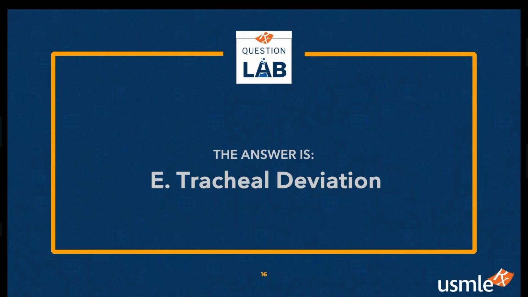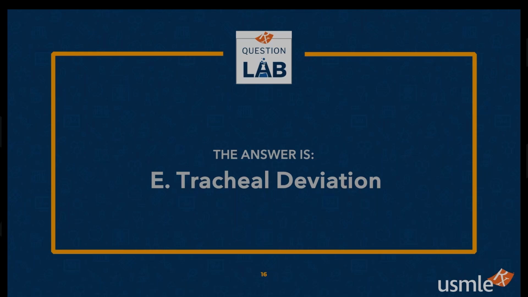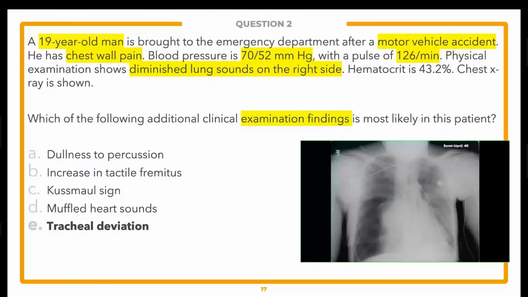All right, great job again, guys. This is a little trickier question, and it does involve an image and using a physical exam finding to figure out what's going on. So tracheal deviation is the correct answer in this question. So let's go back and look at the question. Let's try to figure out what the diagnosis is.